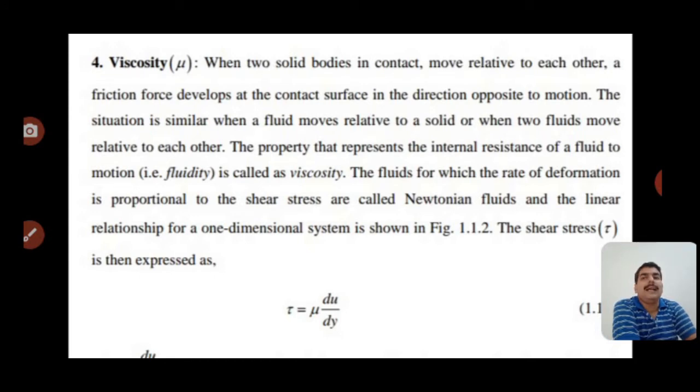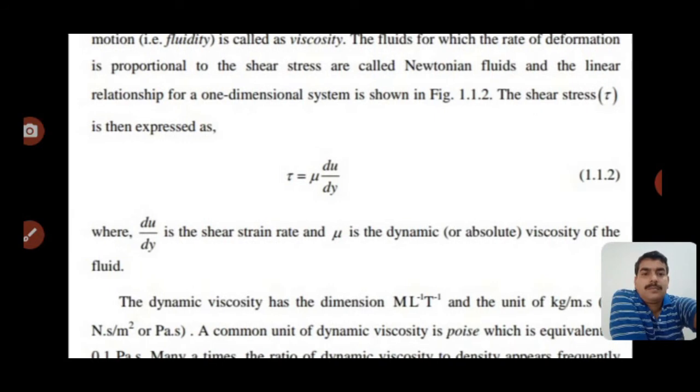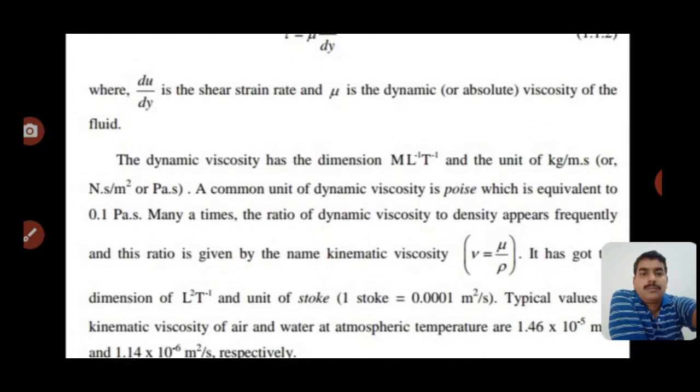as mu, and now we easily see tau is equal to mu du upon dy, where du is the change in velocity and dy is the change in distance, how much distance is changed by the fluid. That is the shear stress of the fluid. Du upon dy, we easily say, is the shear strain rate, and mu is the dynamic viscosity or absolute viscosity.